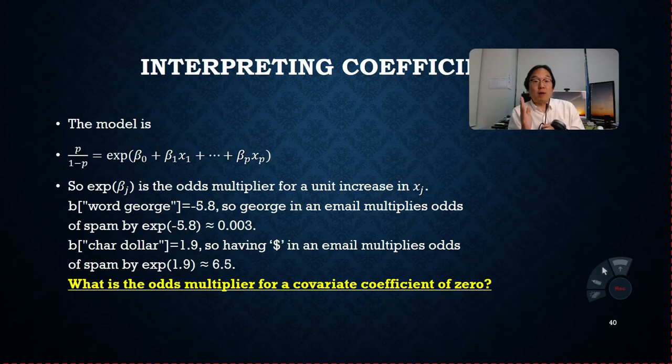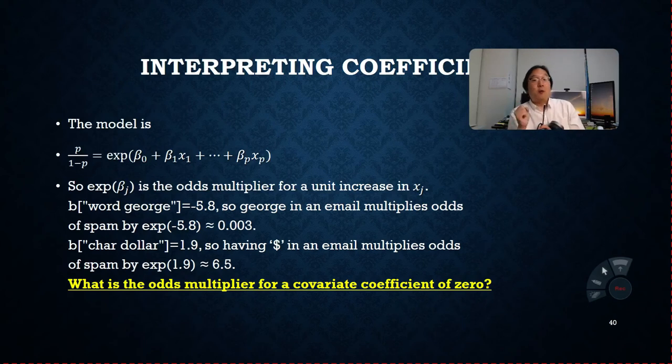That dummy variable, capturing whether it has a dollar sign or not, has a coefficient of 1.9. So what do we do? e to the power of 1.9 is 6.5. So that's the odds ratio increased by 6.5 times.